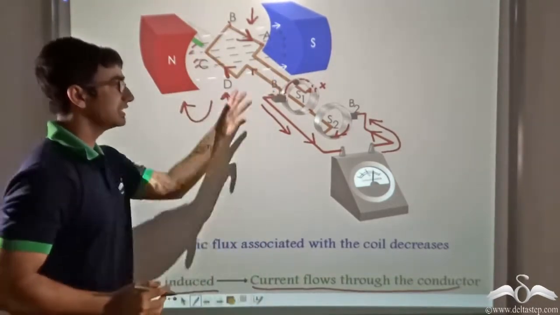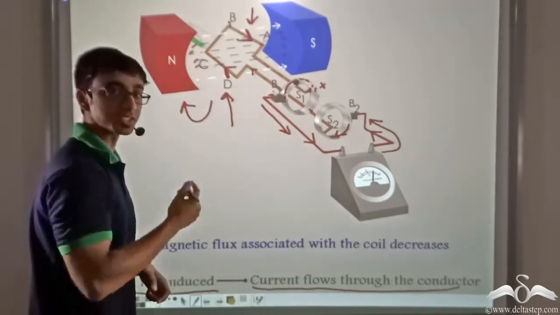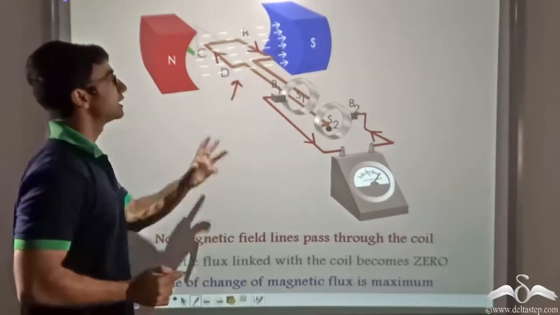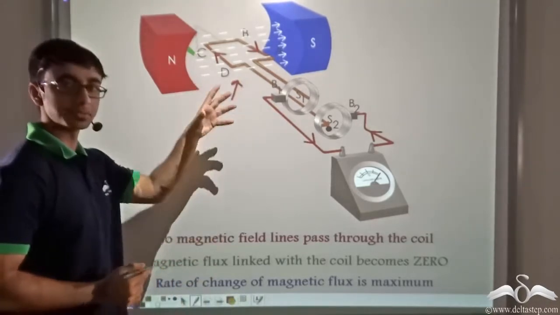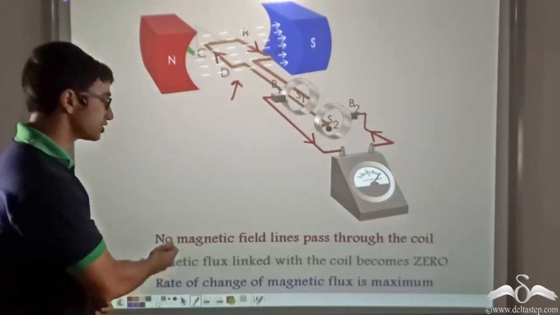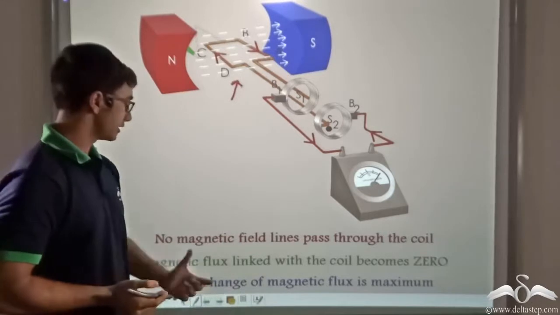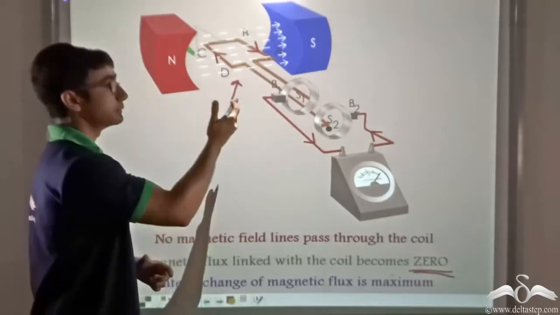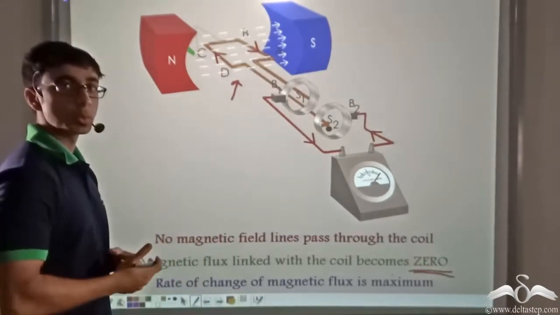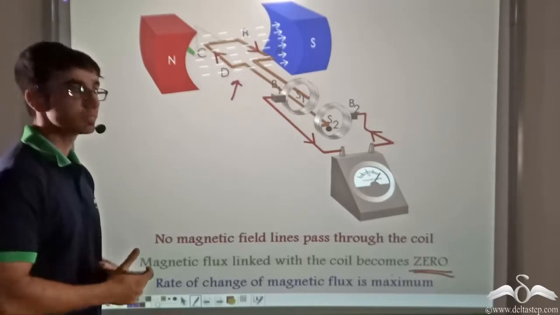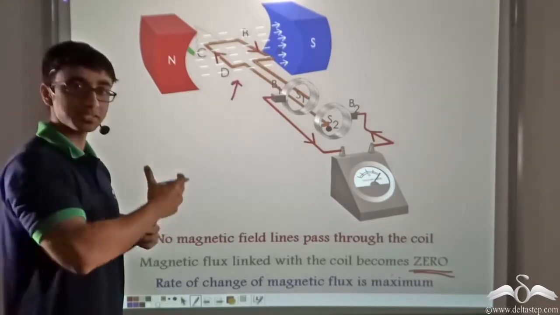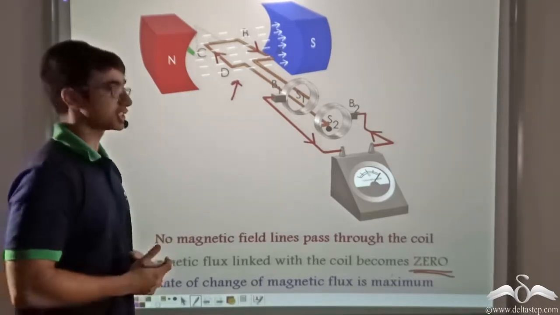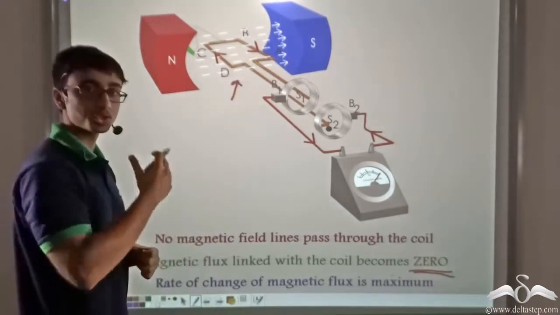So as you can see, in the external circuit, the current direction has reversed. Now again, when the coil attains this position, the rate of change of magnetic flux becomes maximum, as we previously saw. Since no magnetic field lines pass through the coil, we can say that the magnetic flux linked with the coil has become 0. And if we compare this with the initial position where all 6 magnetic field lines were passing through, we can say that since the change is maximum, the rate of change of magnetic flux is also maximum. And under this situation, maximum current will flow through the circuit.